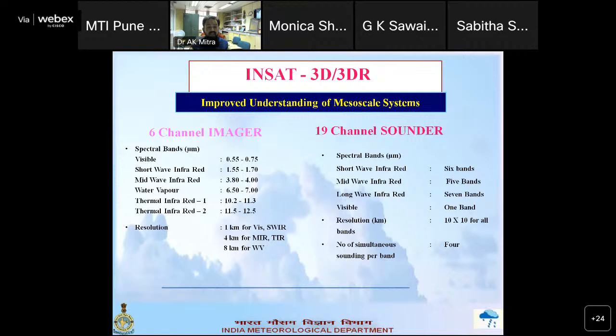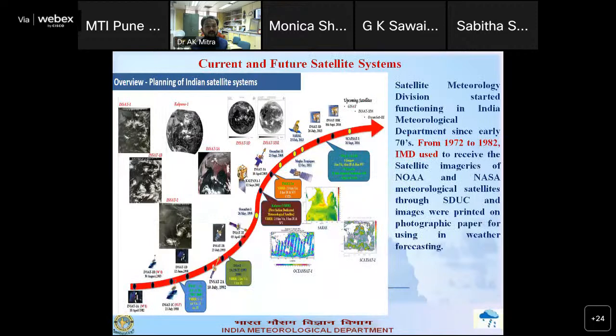And then the sounder is also one of the equipment which works like a radio sounder. You can take discrete layers of the atmosphere through 19 spectral channels of the sounder, where shortwave, midwave and longwave IR will be there, and there is almost 10 by 10 kilometer resolution. So this is the current and future satellite system of the satellite meteorology division.